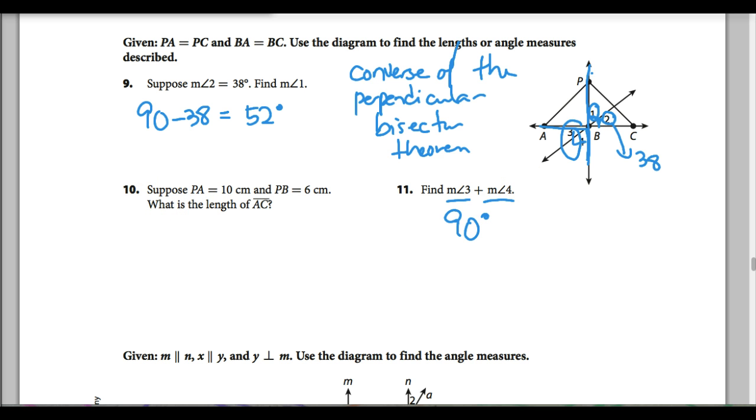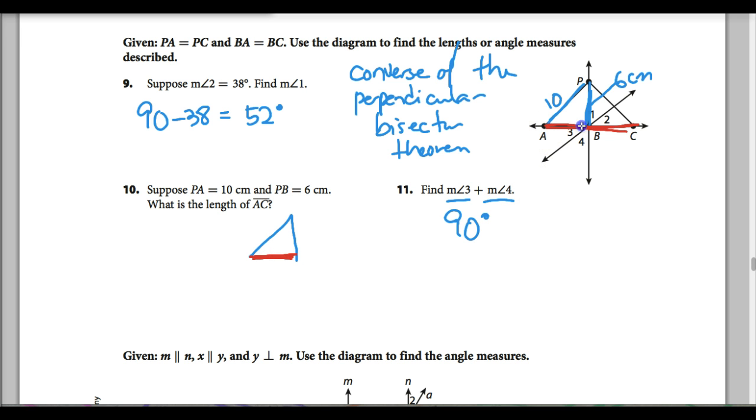And then over here, let's see what it's asking. Suppose PA is 10 centimeters, so that's how long that is. And PB is this one over here. That is 6 centimeters. So what is the length of AC? So then they want you to give the answer for this whole thing. Well, that ends up being super easy because look, what is this triangle right here? We basically have the two blue lines and then we have the red line at the bottom, and that's what we're trying to find out.